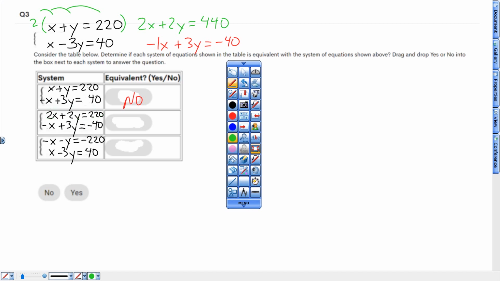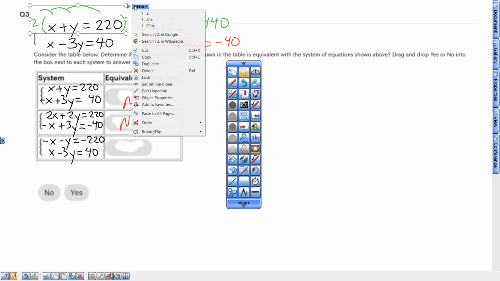If that would have been 440 right here, that would have been a yes. If this would have been negative right here, that one would have been a yes. But since those pieces are missing, this is another no. They are not equivalent. That bottom one, though, I believe is the only yes.